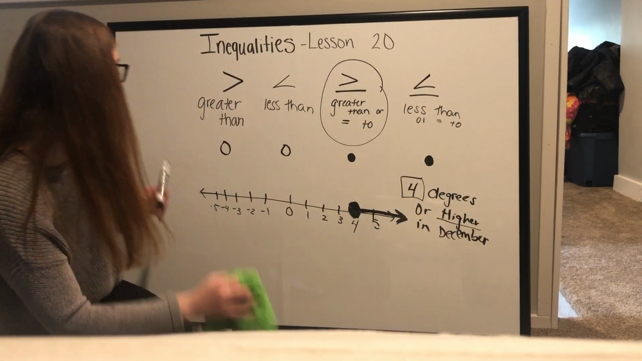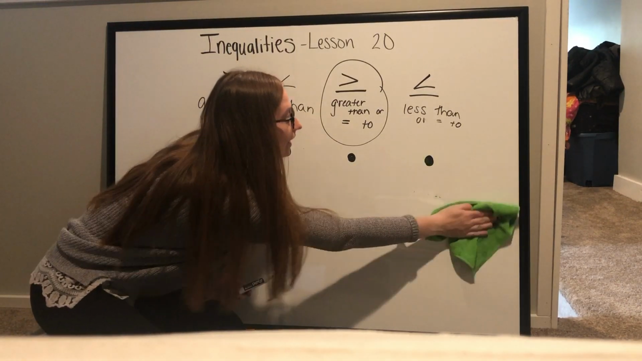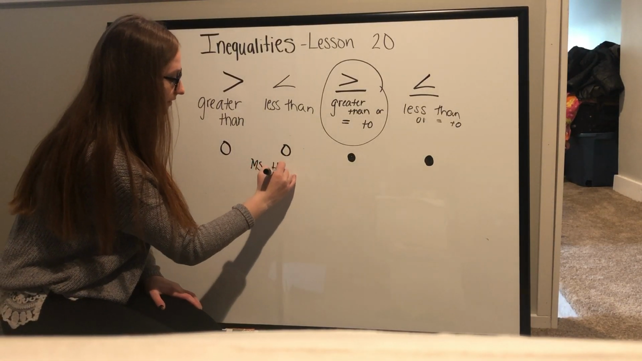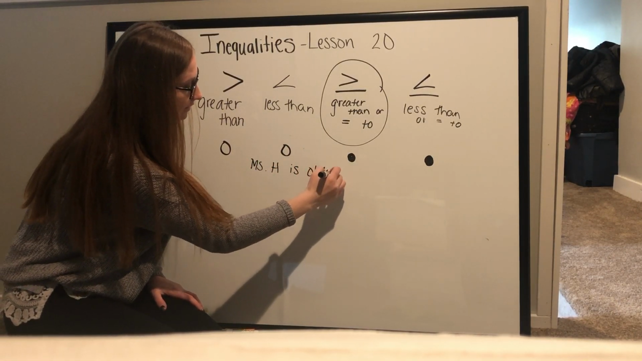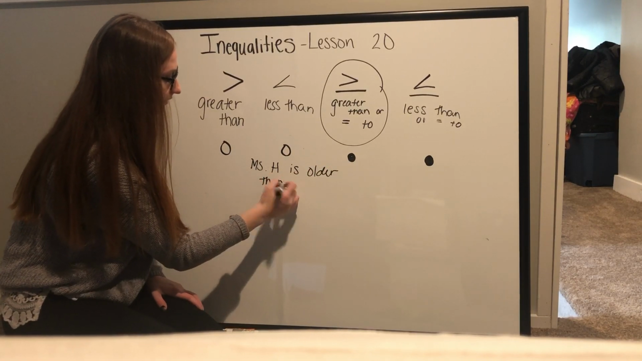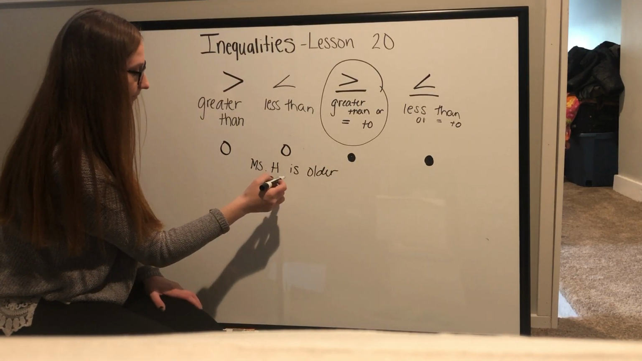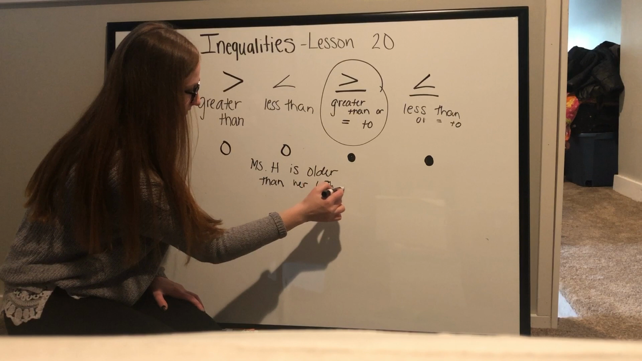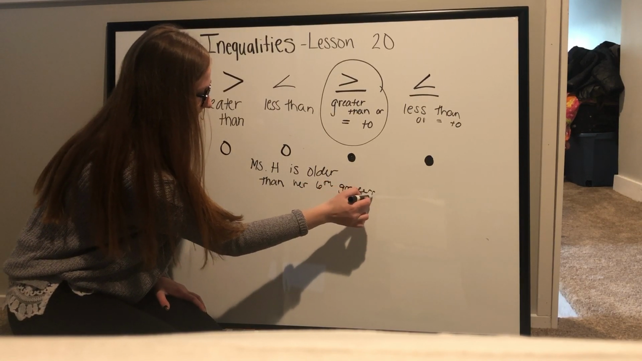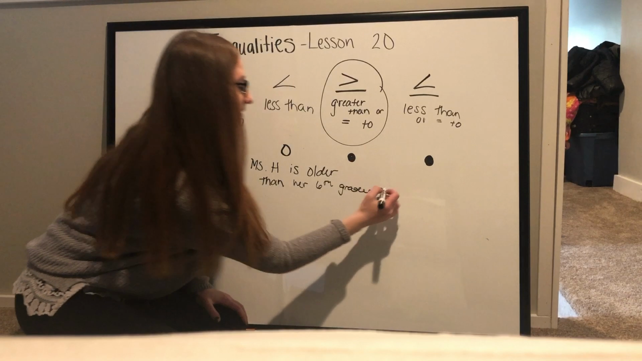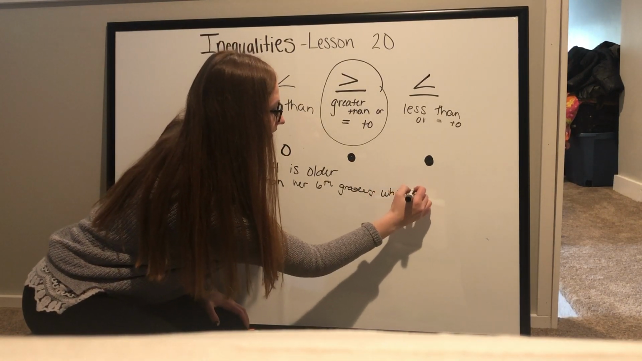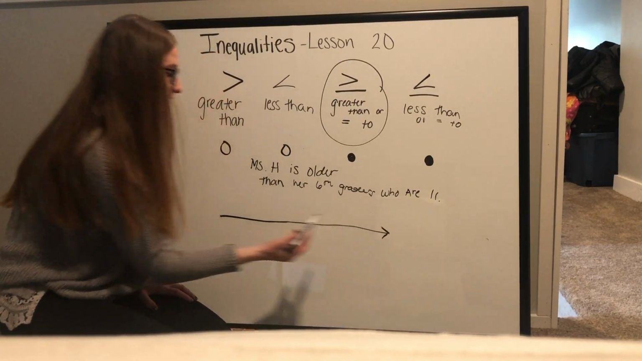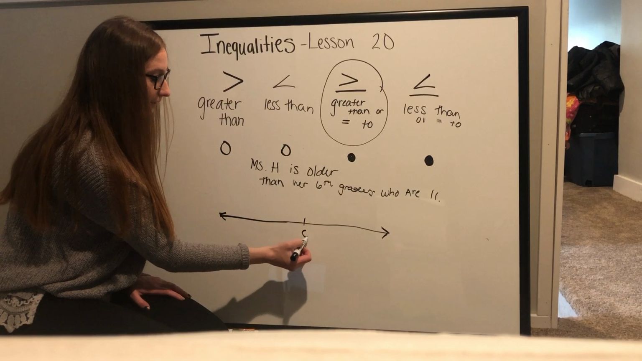Another one that we can try is, we'll do, Miss Hannigan is older than her 6th graders, who are 11 years old. So 11 is my key number here.